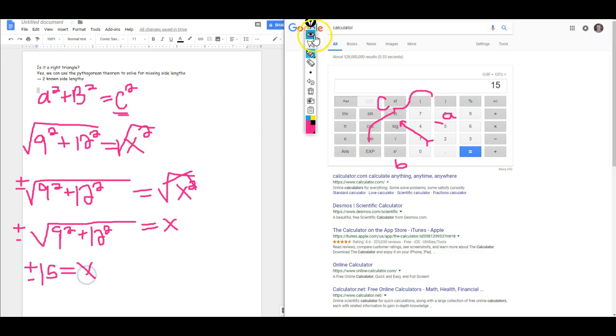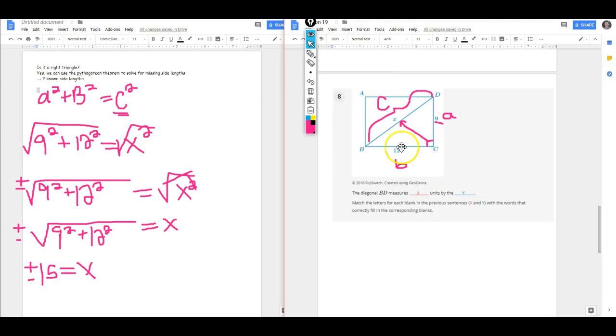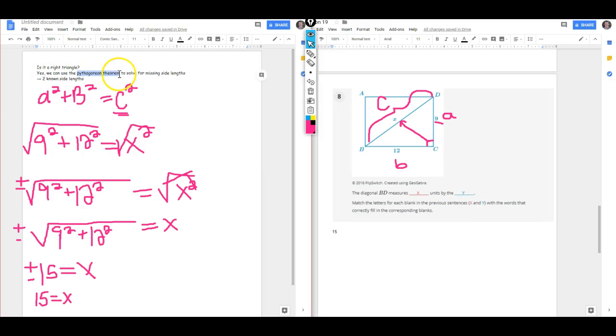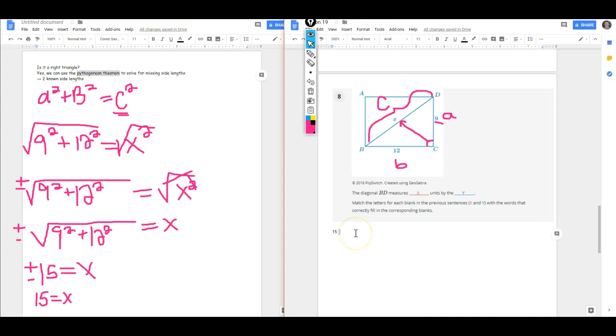Now I'm going to ask myself, okay, I'm talking about a distance of a diagonal. Can the distance be negative? No. So x is the positive version of 15. So our distance is 15. So you're going to be looking for 15 for x. And what did we use? We used the Pythagorean theorem. So you're going to be looking for the Pythagorean theorem for the y. Hope that helps.